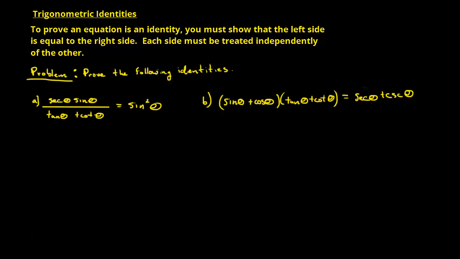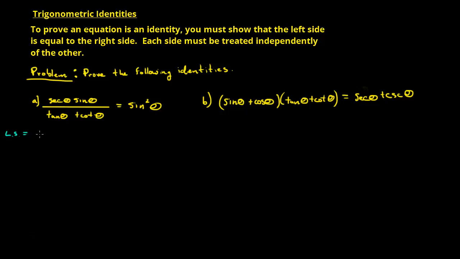Hi everyone, in this lesson we prove some more involved trig identities. In the last lesson we looked at how to prove an identity, and we're trying to figure out how to make the left side look like the right side independently of one another. The first thing that I do when I try to prove an identity is break it up into the left side and the right side.